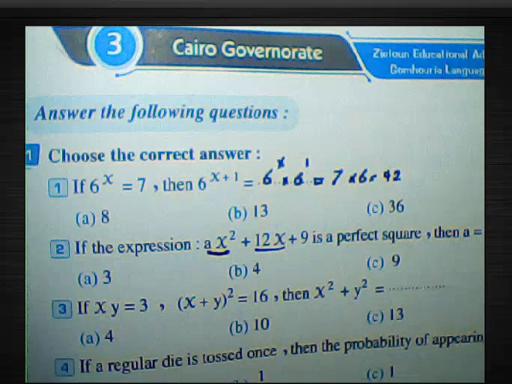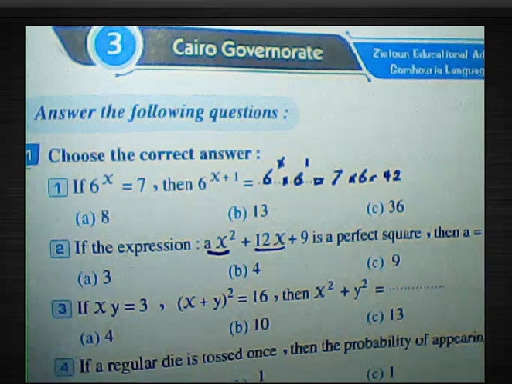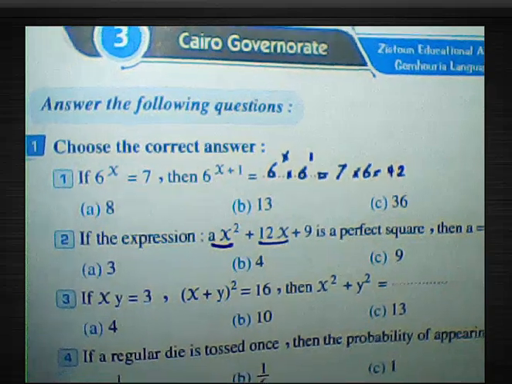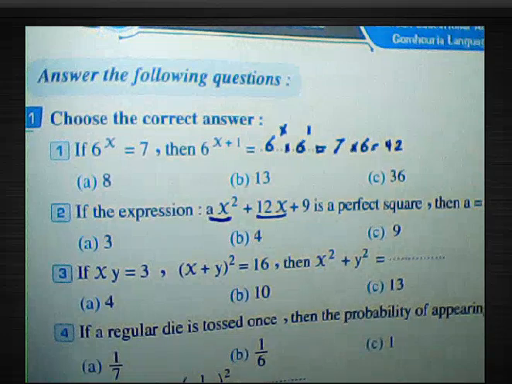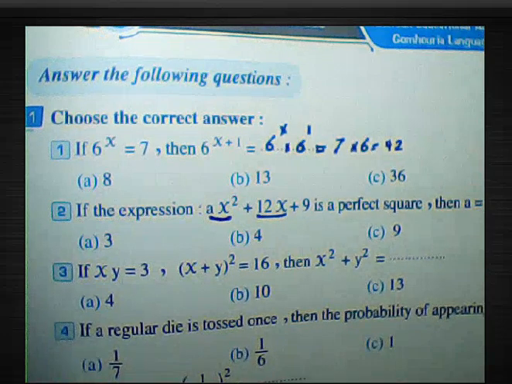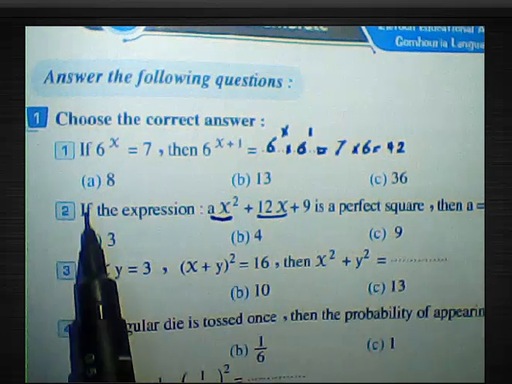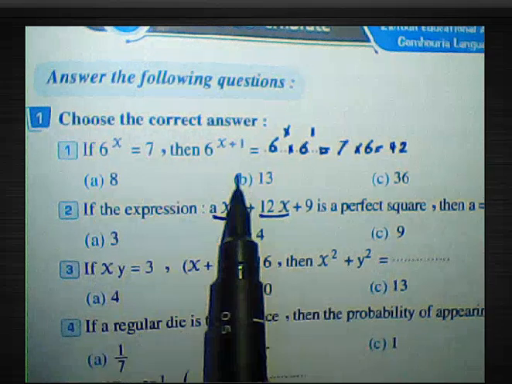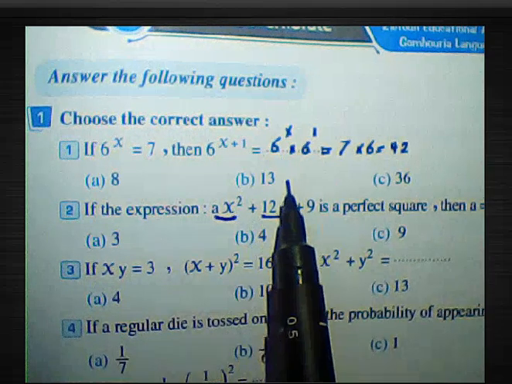Today we will solve a revision examination from the Al-Moasser book, Cairo Governorate. Okay, question number 1. Look at with me about here. Choose the correct answer. If 6 power x equals 7, then 6 power x plus 1 equals what?